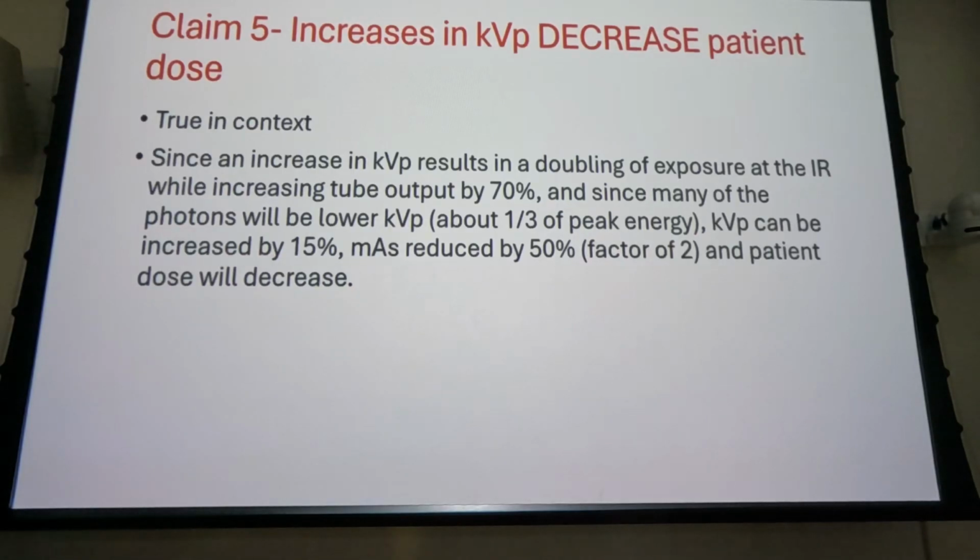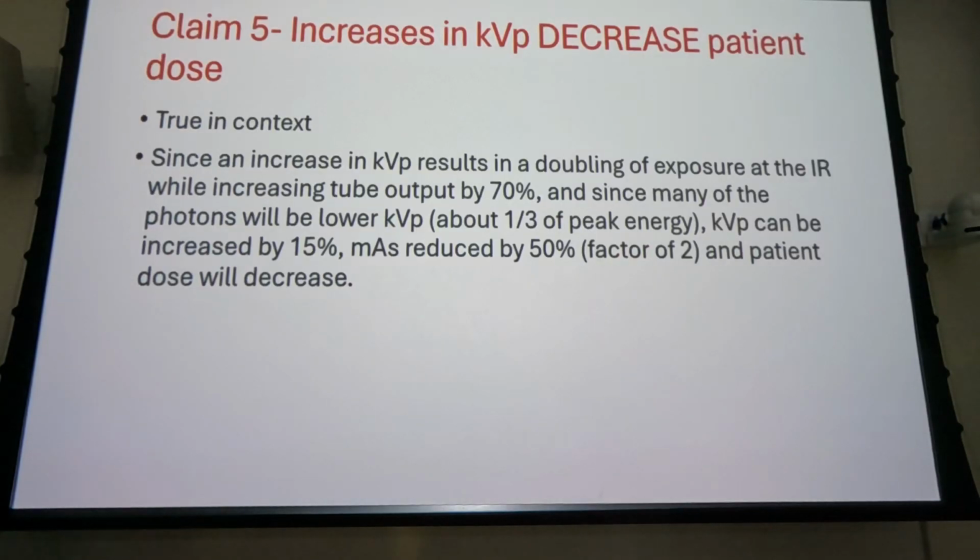All right, so use the 15% rule. When do we use the 15% rule? When we want to maintain image receptor exposure and reduce patient exposure, right? Increase kVp by 15%, reduce mass by a factor of 2. There used to be a world in which we lived where you might want to bring out more contrast, and you would do the exact opposite of that.